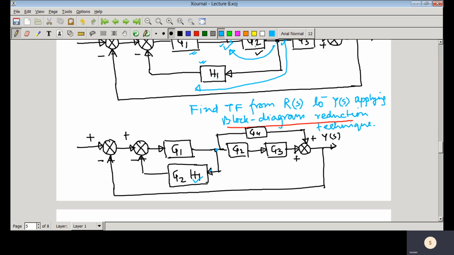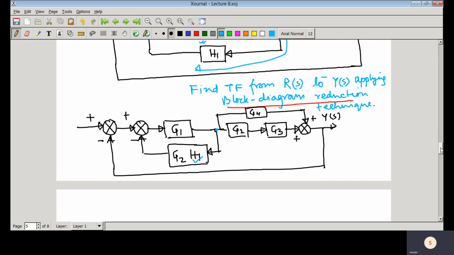This one. We are considering a single input single output system, so there is no problem. Just for better understanding, if you have a multi input multi output system, then you just follow that it would be H1 into G2. Now you can just look here, two systems are cascaded.